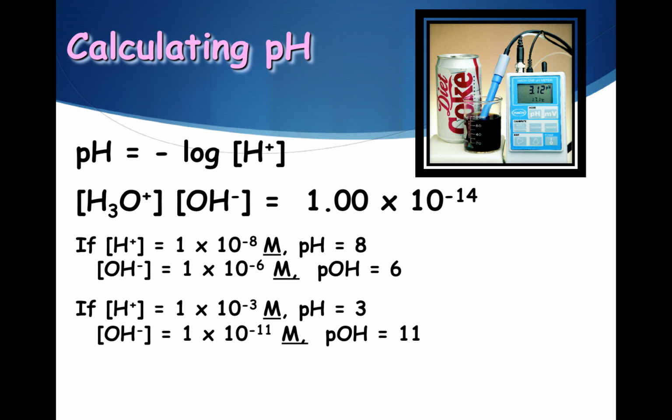If, on the other hand, the hydrogen ion concentration is 1 times 10 to the minus 3 molar, it has a pH of 3. This is clearly an acid. If the hydrogen ion concentration is 1 times 10 to the minus 3, the hydroxide ion concentration must be equal to 1 times 10 to the minus 11 molar. This has a pOH of 11. pH plus pOH is always equal to 14.